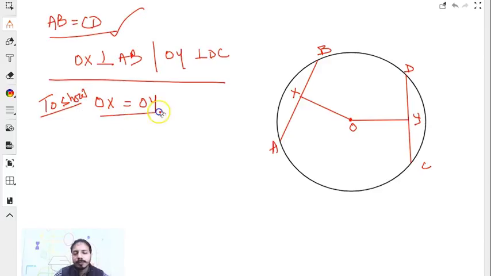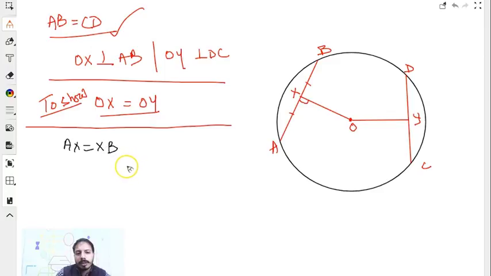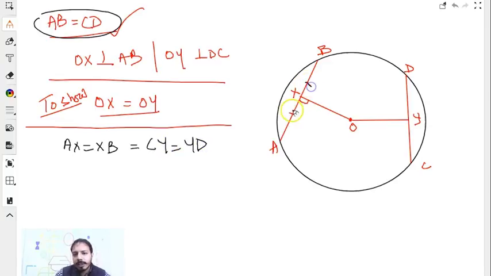How do we show it? Now guys, see, this is perpendicular, right? Let me just prove it here. We know that AX is equal to XB, so this is half. And AB is equal to CD, so this should be equal to CY is equal to YD. So this half is equal to this half is equal to this half is equal to this half. So all these parts are equal, right?